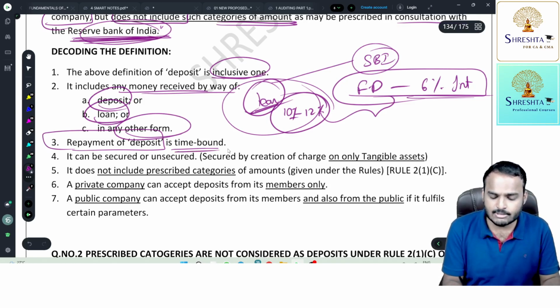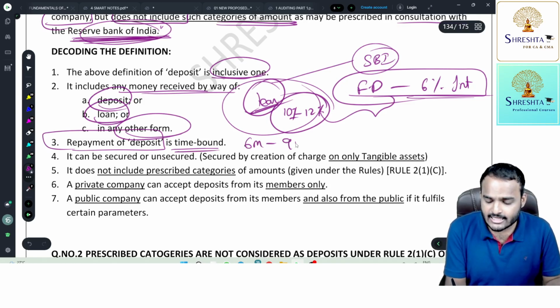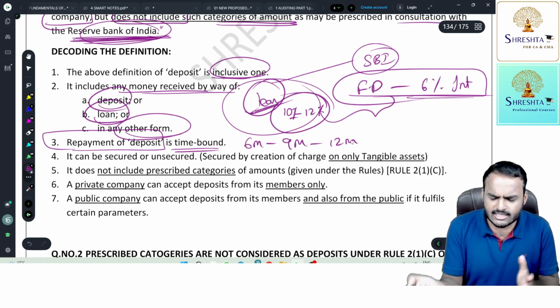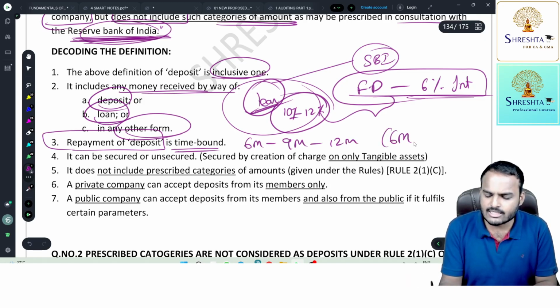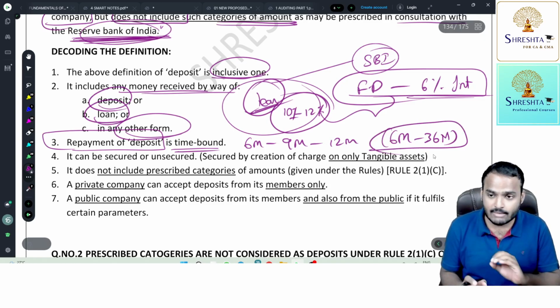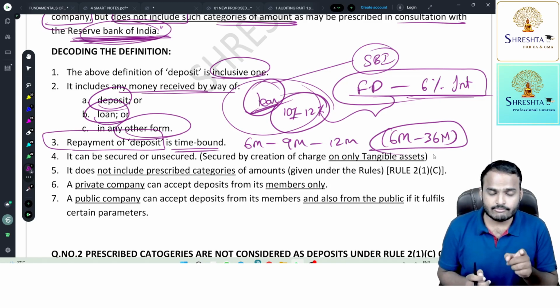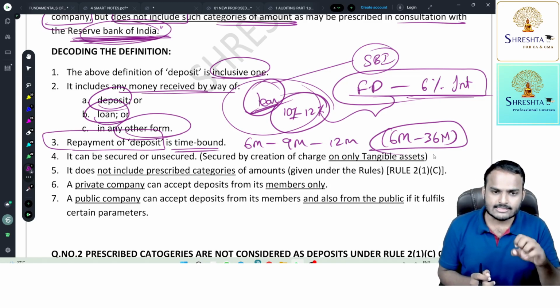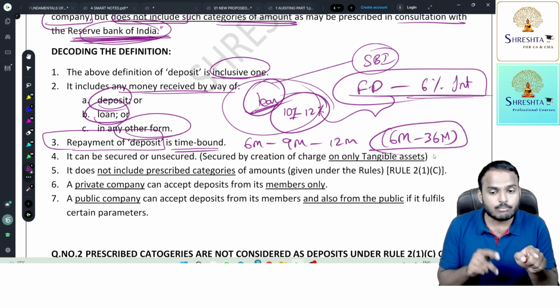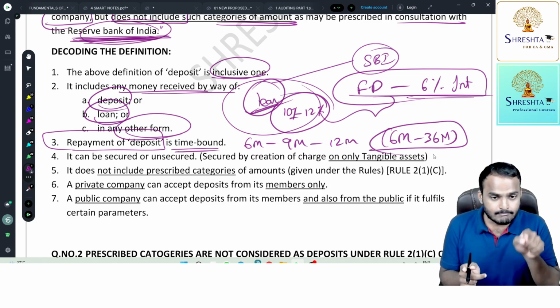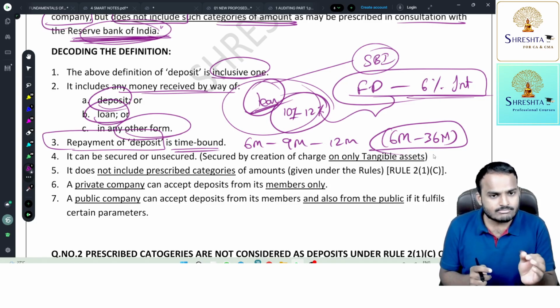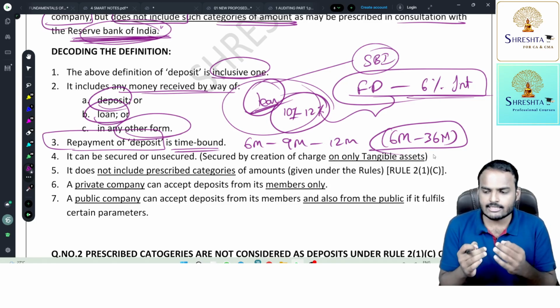Yes, the company will accept deposits for 6 months, 9 months, 12 months, anything, minimum 6 months, maximum 36 months. After this time period, the company won't renew; the company has to repay that money. So this is one more difference between SBI deposits, deposits with a bank, and deposits with a company. In a bank, the automatic renewal concept is there. Suppose I made a 3 months FD.